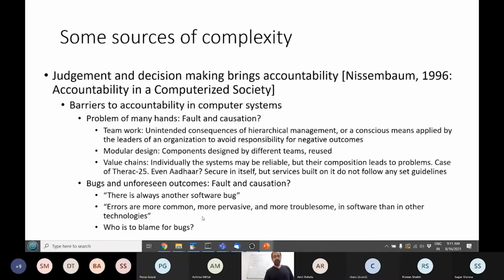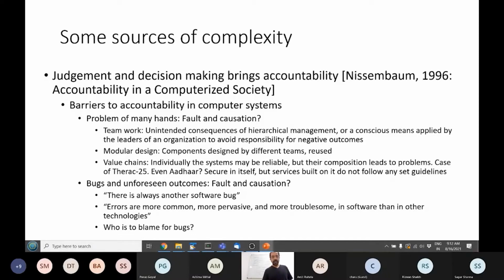And so Helen Nissenbaum talks about the problem of many hands, that computer systems are built by many people. There are large teams doing it, there are different modules, somebody has done some modules, somebody has done some other modules. Problems also happen because a module in itself might be working correctly, but when you compose these modules together, some unforeseen scenarios, some corner cases that had not been considered, might come up.